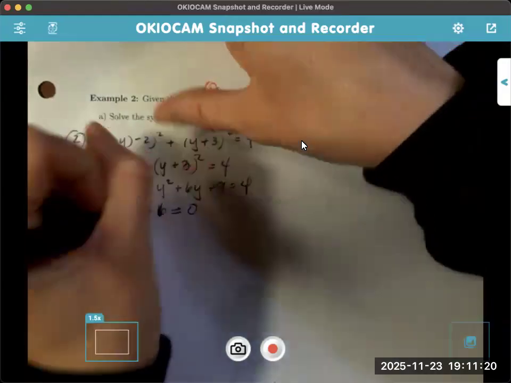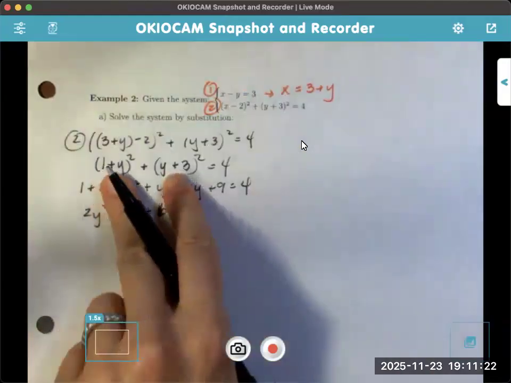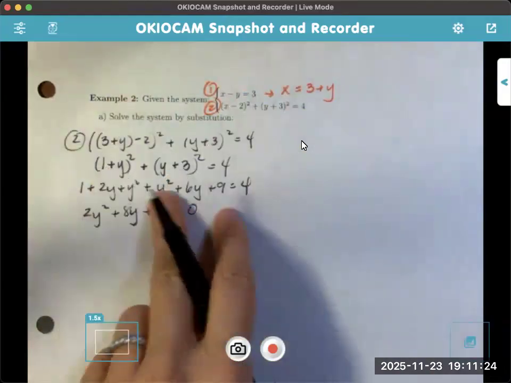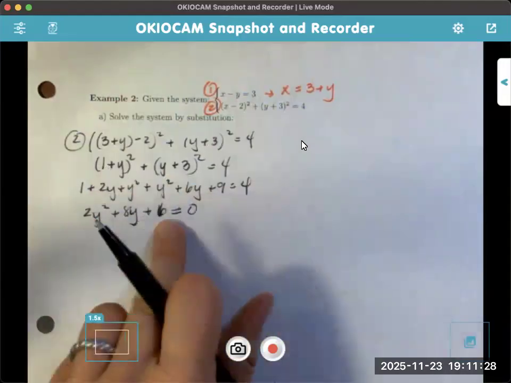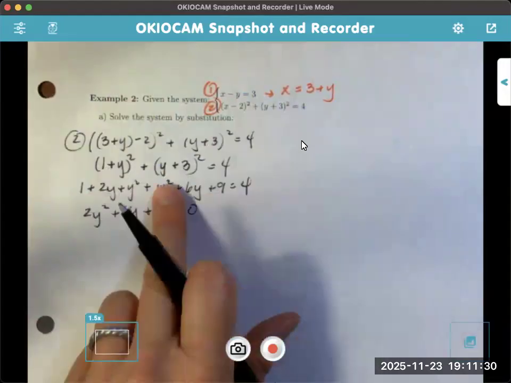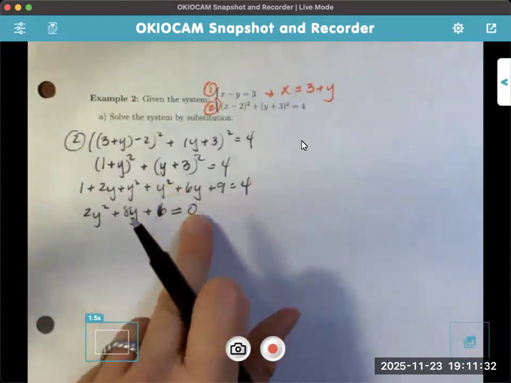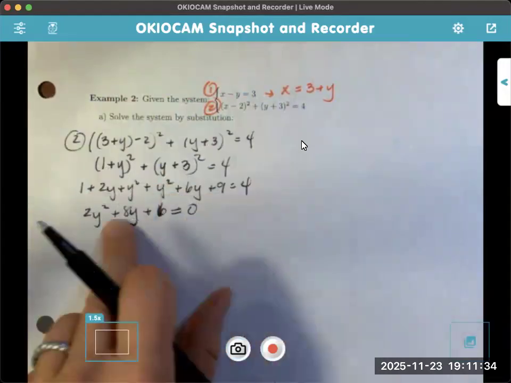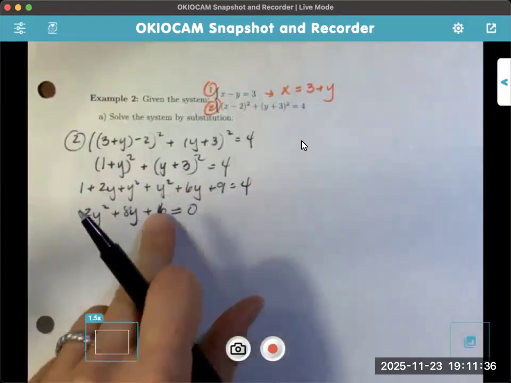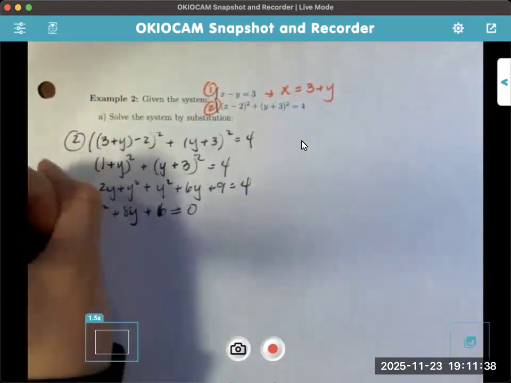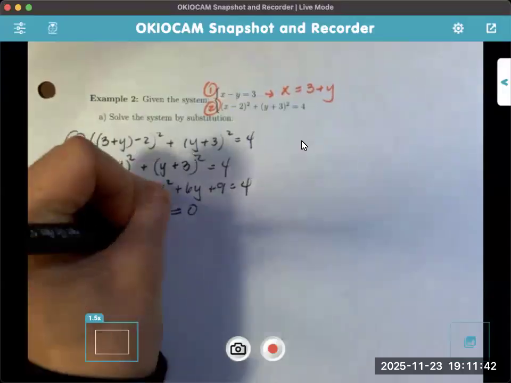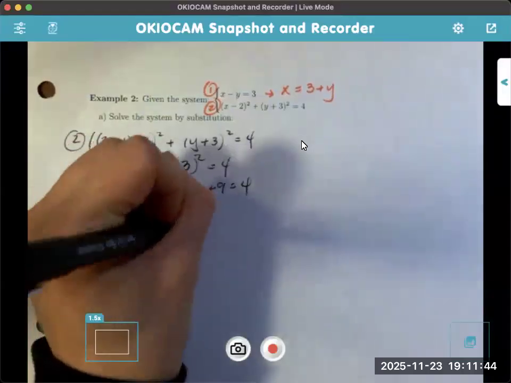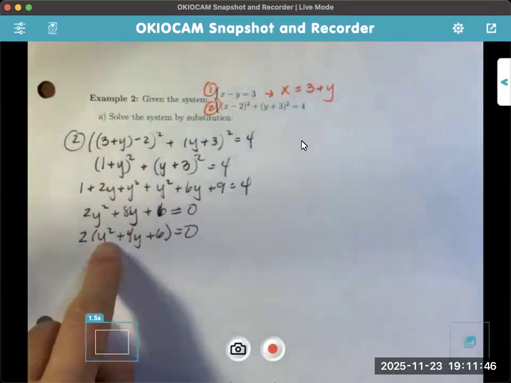0. So we distributed, aka FOILed, combined like terms, and then moved the 4 to the left to get equal to 0. So now every coefficient is divisible by 2, so we're going to factor a 2 out. You don't have to do this. I just like it a lot better when my square term is not attached to a coefficient, when it's a 1.